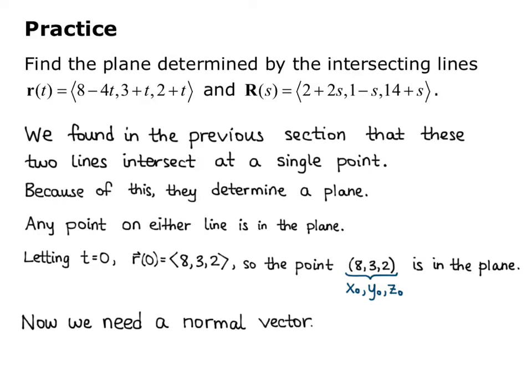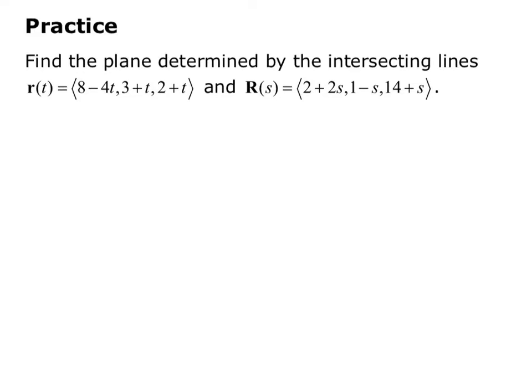And now we need a normal vector. So remember that we want to take the cross product of the two direction vectors of the lines. My direction vectors come from the numbers attached to the parameter. So in lowercase r of t, I'm going to have v1 equals -4, 1, 1 because I just take the numbers that are attached to t. For the line uppercase R of s, I take the numbers attached to s. So I get v2 equals 2, -1, 1.